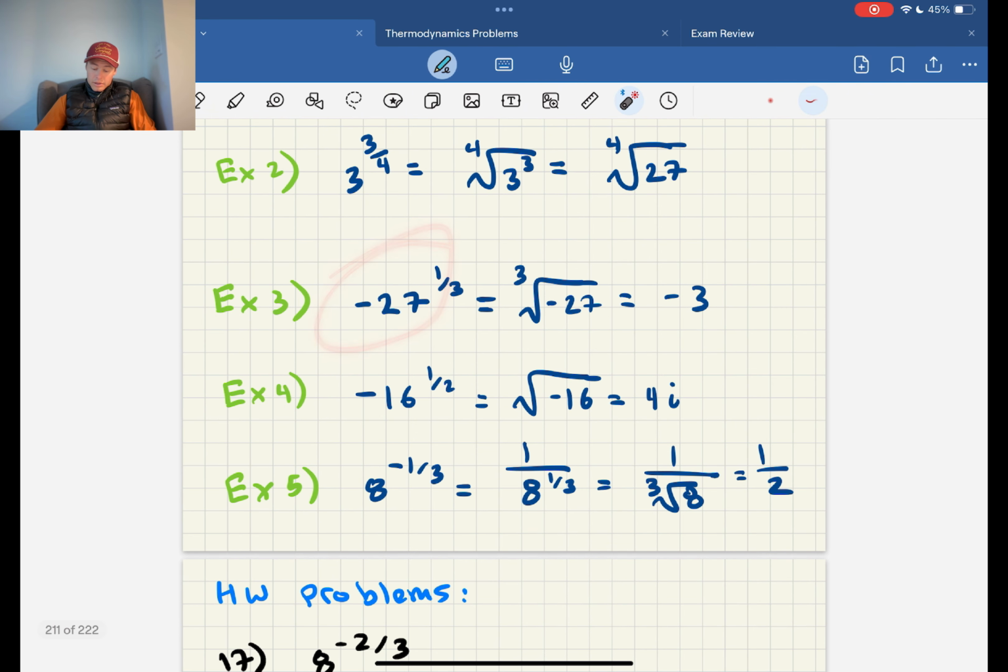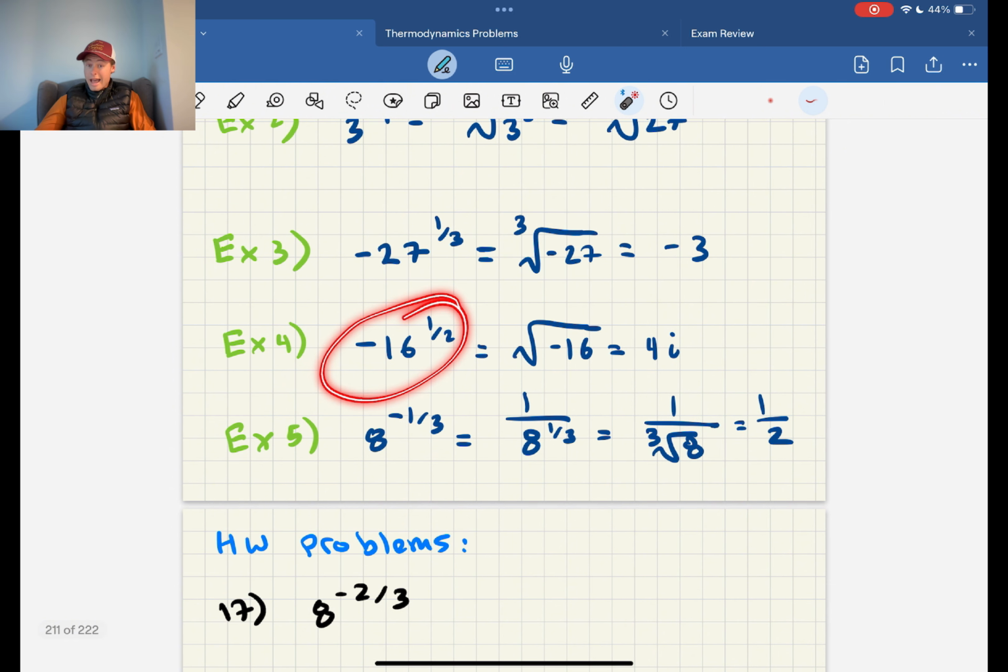Negative 27 to the 1/3 would be the third root of negative 27. Keep in mind, when you're taking an odd root, you can do it with negatives and still get a real answer, right? So that would be negative 3. Negative 3 times negative 3 times negative 3 is negative 27.